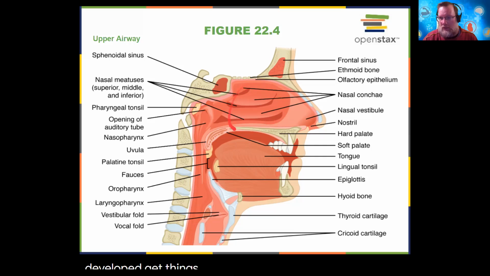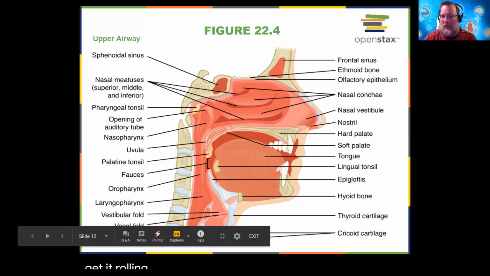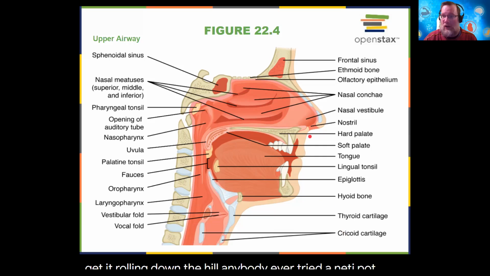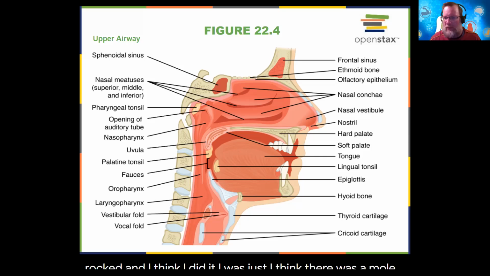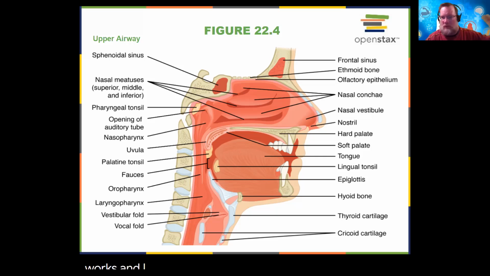that'll get things going. That'll really activate the ball and get it rolling down the hill. Anybody ever tried a neti pot? I've tried. I like it. Yeah, I don't do it often. I haven't done a neti pot in years. I don't even know when the last time I did. Probably about 2 or 3 years ago. I think I was living in Rockton. I think there was mold in our basement. I was constantly blown up. But yeah, it works, and I'd done it before then too.